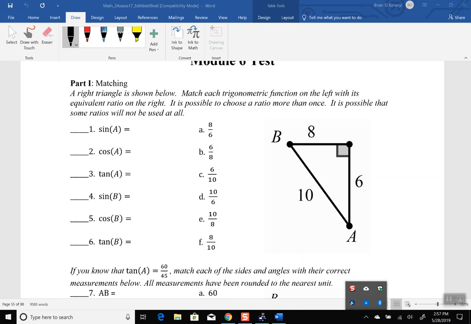Alright, so we last left off on sine of B, opposite over hypotenuse, that's going to be 6 over 10, so that's going to be C. Cosine of B, adjacent over hypotenuse, that's going to be 8 over 10. And tangent of B, TOA, opposite over adjacent, that's going to be 6 over 8, and that would be B.